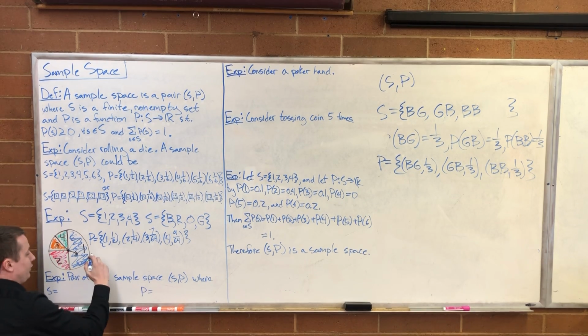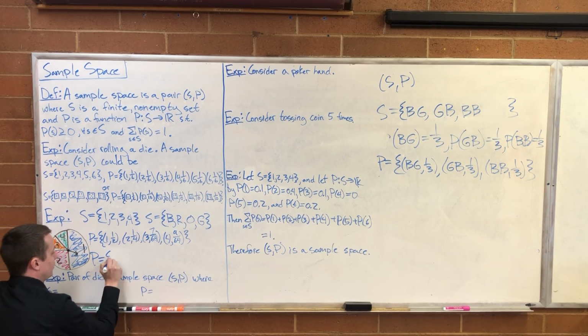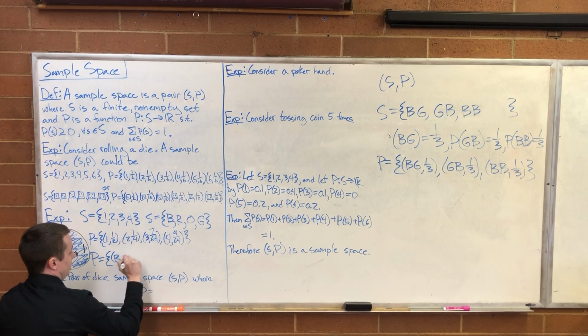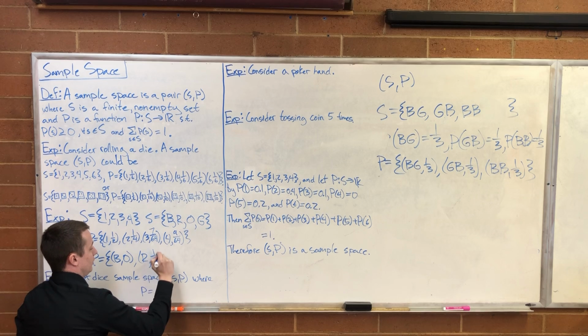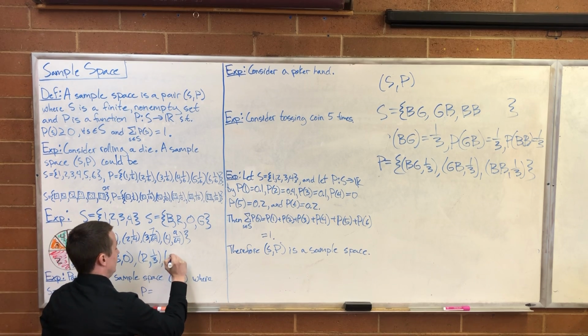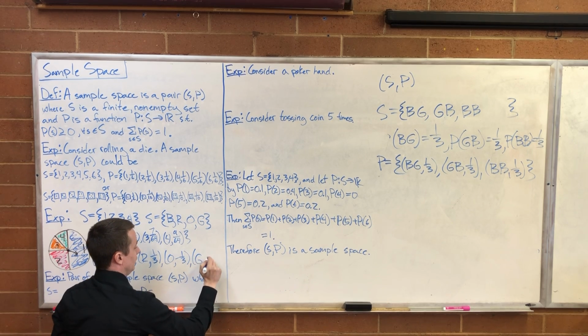So yeah, that's a perfectly valid sample space, a perfectly valid probability function. Let's look at this one. Let's say B, that's a 0, no chance. R comes out at about, I don't know, 1/3. O, minus 1/3. And G, yeah, we're going to get a G.